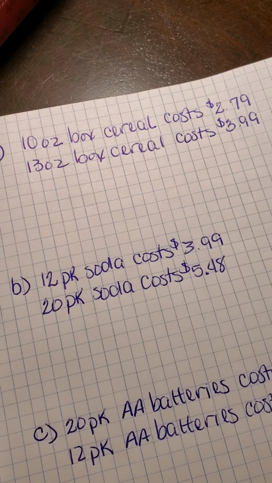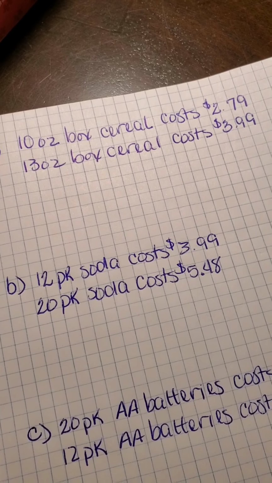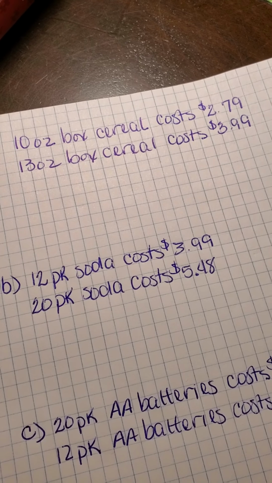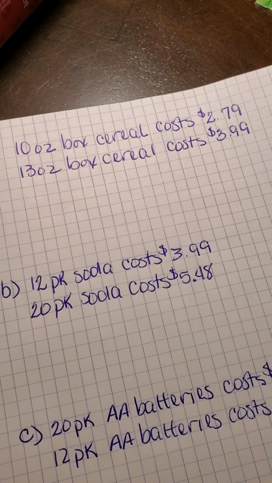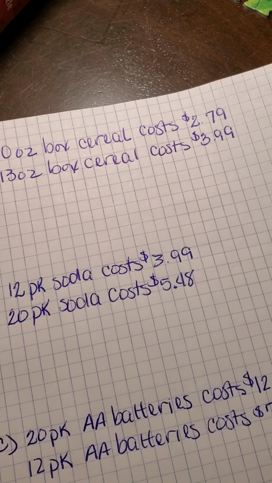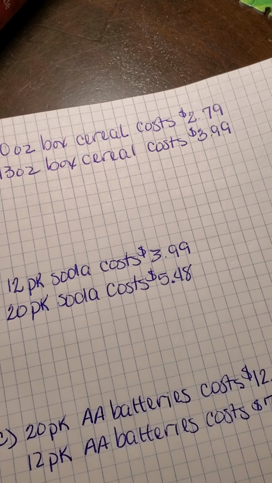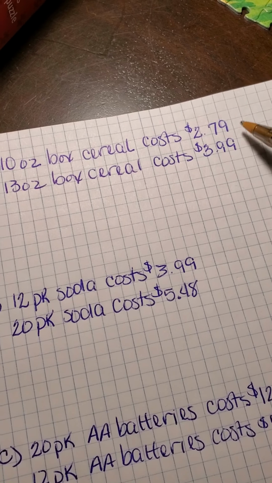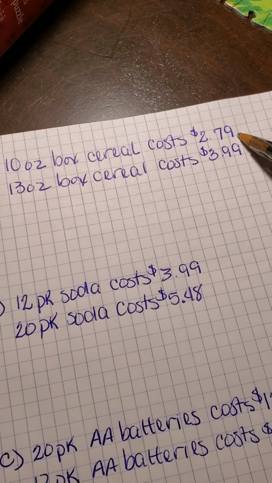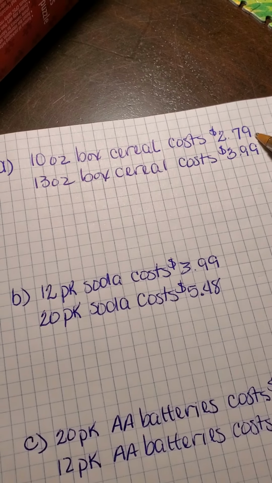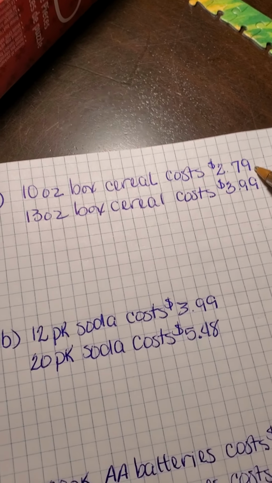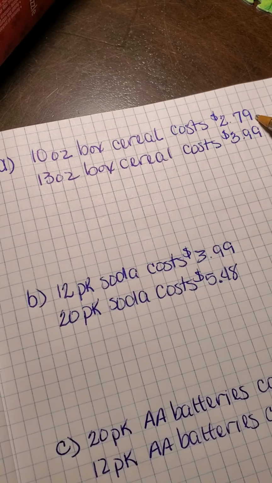If we're looking at a 10-ounce box of cereal that costs $2.79 and a 13-ounce box of cereal that costs $3.99, which one should I purchase? Some of you would just look and say, hey, this is $2.79, so that's the cheapest one, but not necessarily. Let's see how we have to calculate. Got to look at that unit rate again.